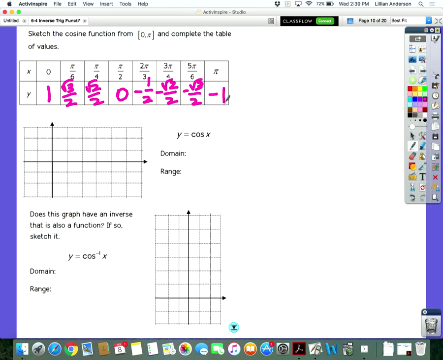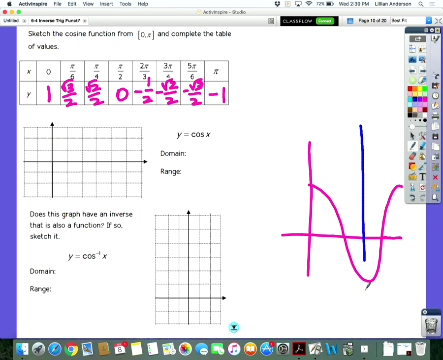Okay? Think about cosine. Cosine normally looks like this. Does this pass the horizontal line test? No, so we have to restrict it. We are restricting it right here, so we're only looking at this part of the graph. This part alone passes the horizontal line test, doesn't it? That's why we only use these values here.